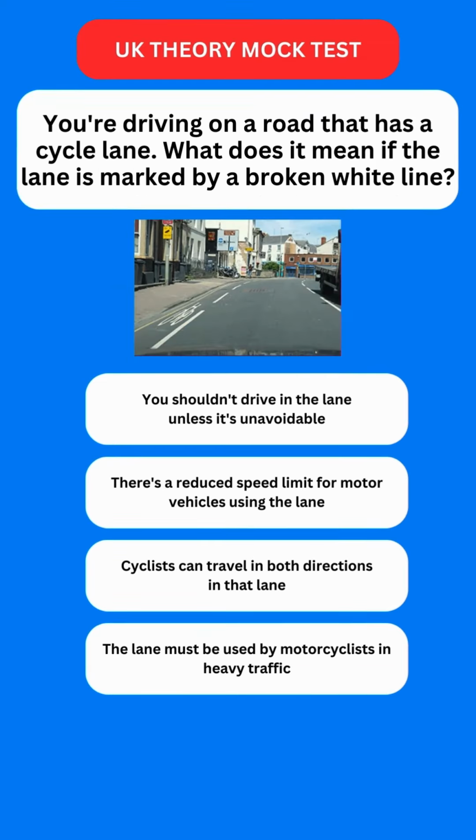Next question is, you're driving on a road that has a cycle lane. What does it mean if the lane is marked by a broken white line? Options are, you shouldn't drive in the lane unless it's unavoidable. There's a reduced speed limit for motor vehicles using the lane. Cyclists can travel in both directions in that lane, or the lane must be used by motorcyclists in heavy traffic. So the correct option is the first one. This means that you should not drive in that lane unless it is absolutely unavoidable.